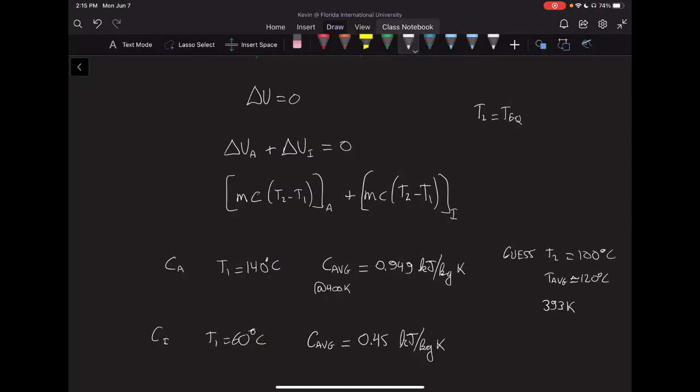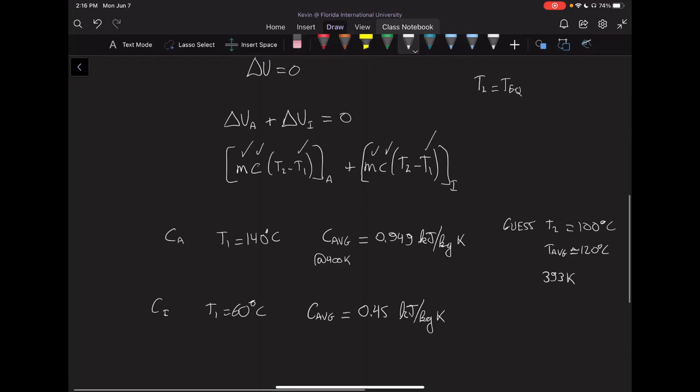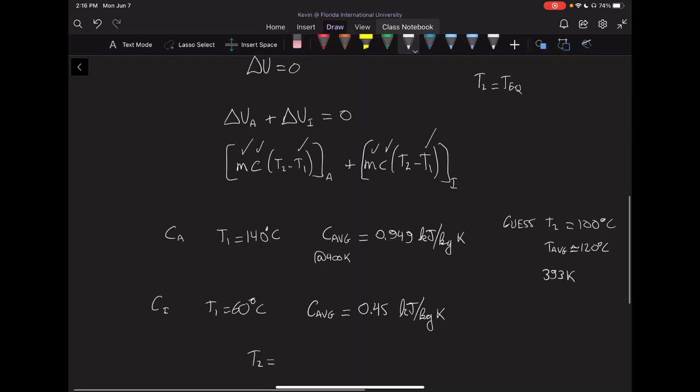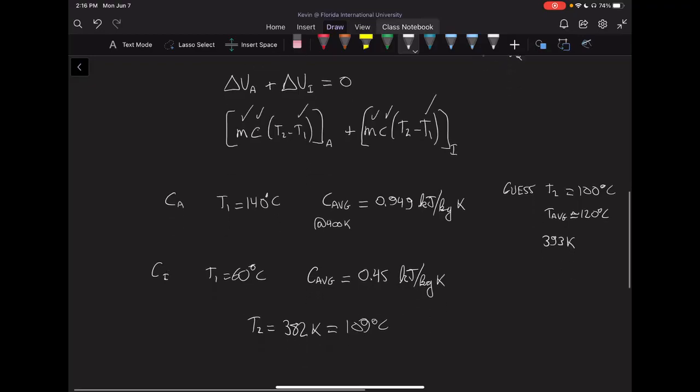And now we have all the information that we need to plug into our values. So we plug in our C, our M for both items. We have our T1 for both items. And we find that T2 is equal to 382 Kelvin, which is equal to 109 Celsius. I'm not going to go through all the steps because we already know these steps from previous modules. However, that's how you would find it essentially. You would just rearrange it to find T2 as a function of everything else. And we see that T2 is equal to 109 degrees.